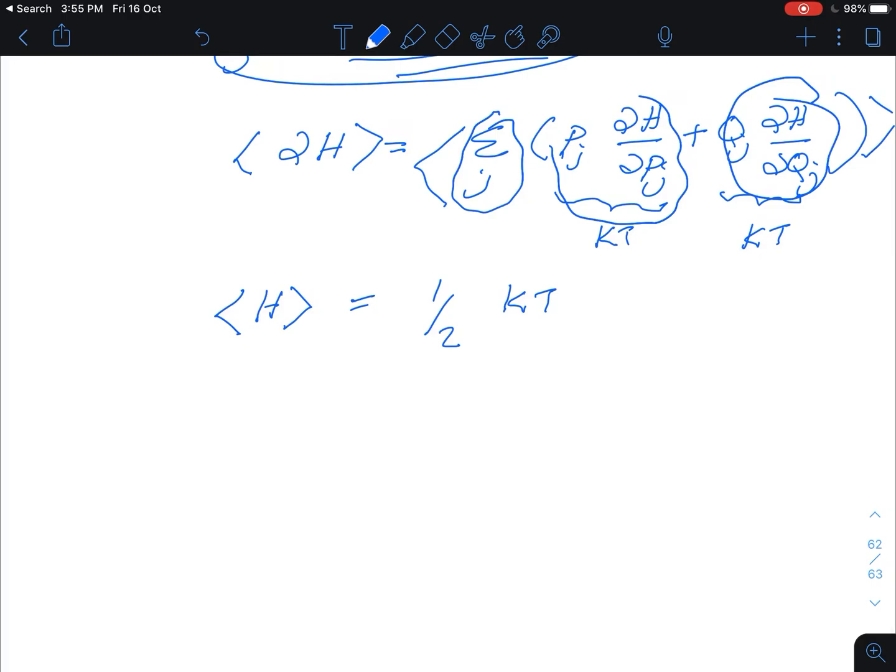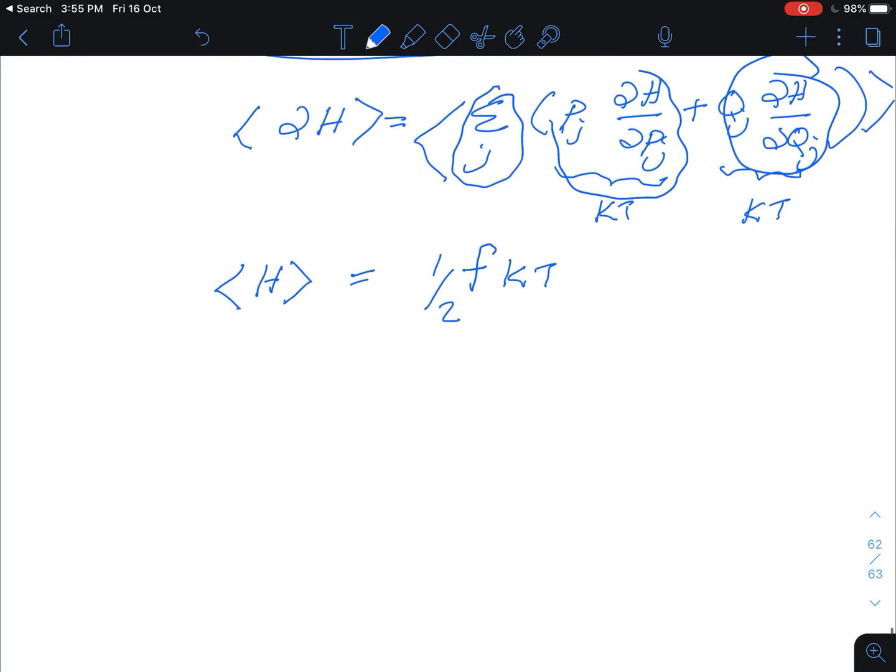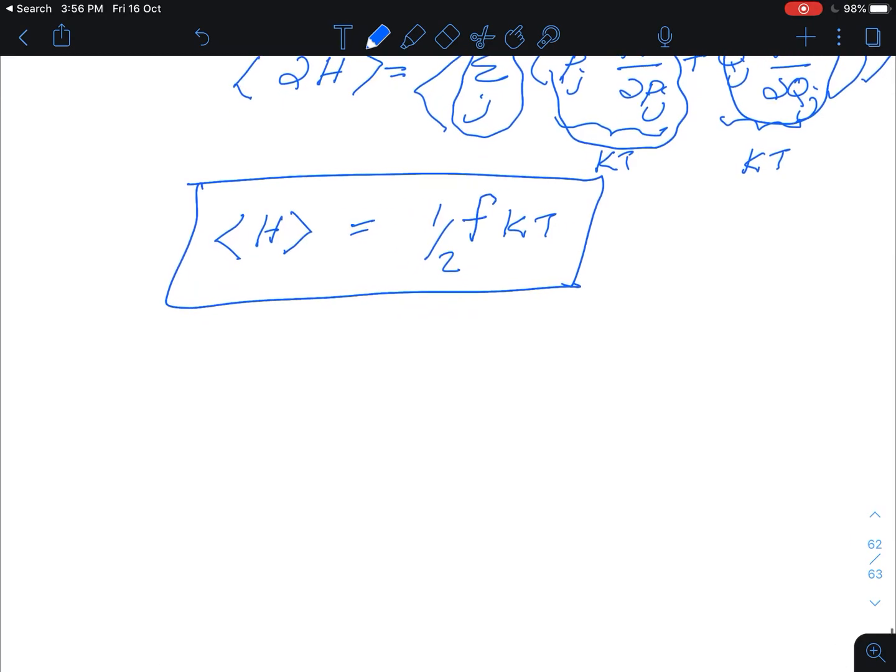What I'm going to do is, we don't know how many coordinates there would be, so we will have to write some f. f means degree of freedom, which you have studied. So that is the degree of freedom. So the expectation value of f is called the degrees of freedom. So the expectation value of H is half f KT. Clear? That is a very important formula.